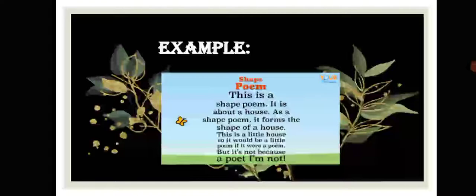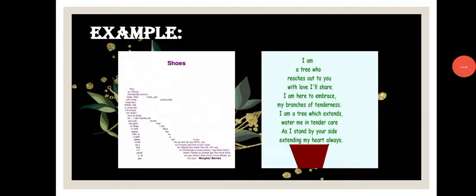Okay? And also I have here another example. That is an example of a shape poem.